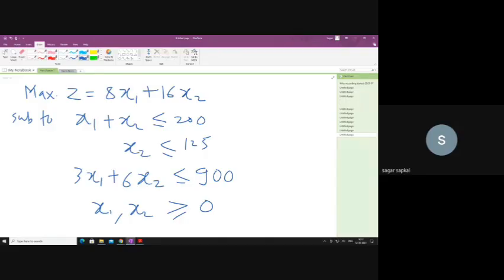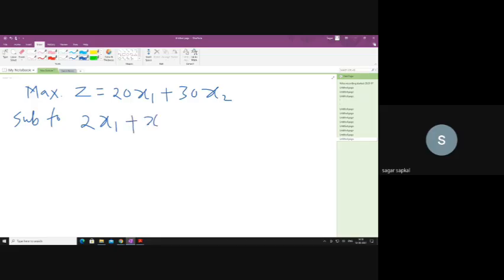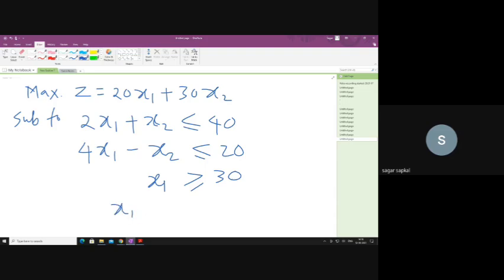Now take another one. Maximize Z = 20x1 + 30x2, subject to linear constraints: 2x1 + x2 ≤ 40, then 4x1 − x2 ≤ 20, then x1 ≥ 30, and x1, x2 ≥ 0. Okay, I have taken this.